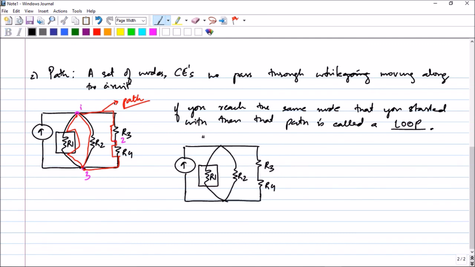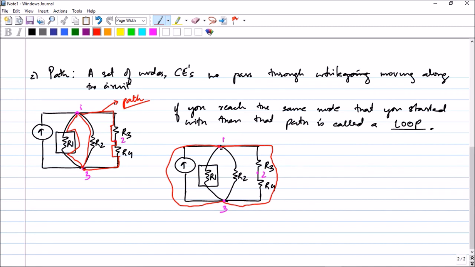Yes. So let me mark my nodes once again. So 1, 2, and 3. Let us start from node 1 here. I'm going through resistance R3, R4, second node, through the resistance to node 3, and I've come back to R1. So the entire path that I've taken is a loop.